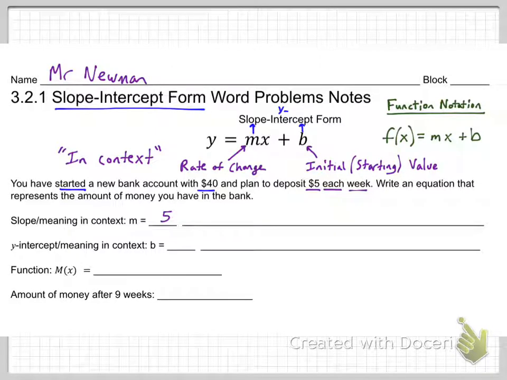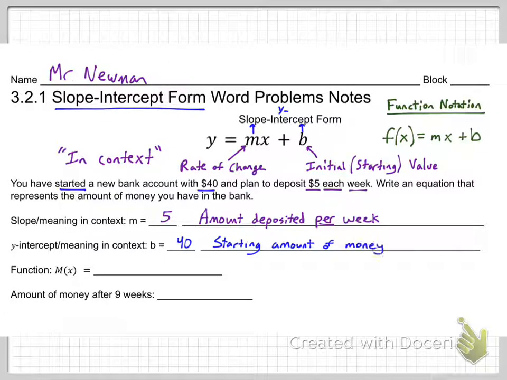What does that mean in the context? Well, that's the amount deposited per week. Notice the word per is interchangeable in the situation with each. The y-intercept in the context is 40, and that's because that's the initial value or the starting value. That's how much money we start with in the bank.